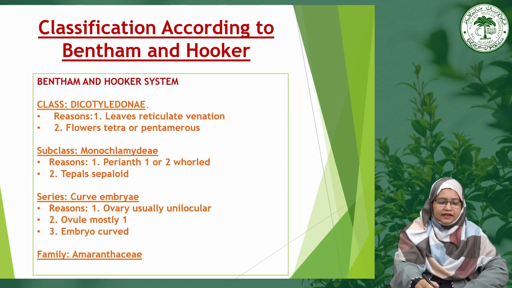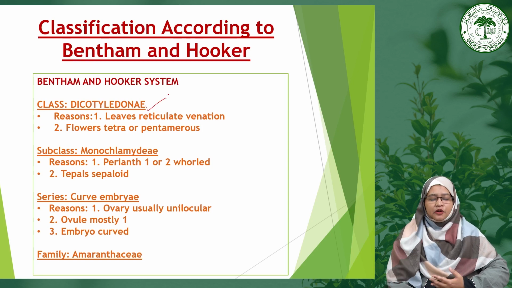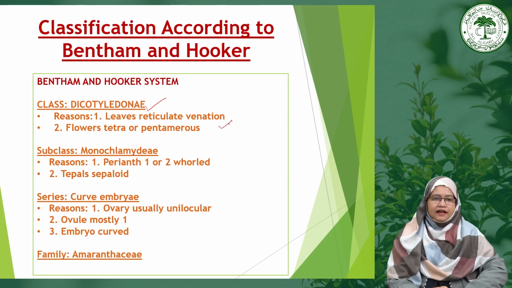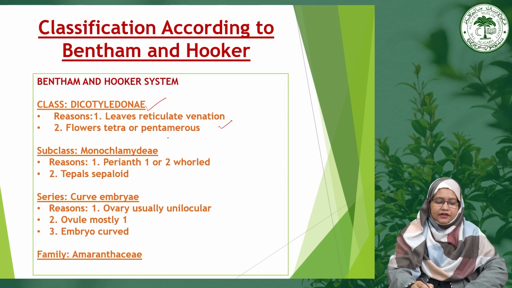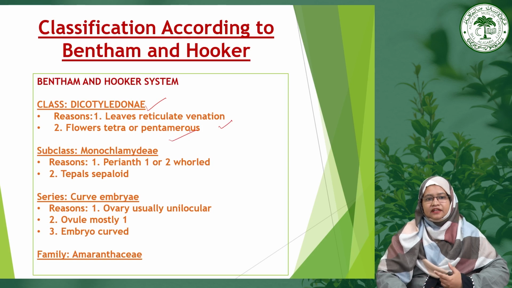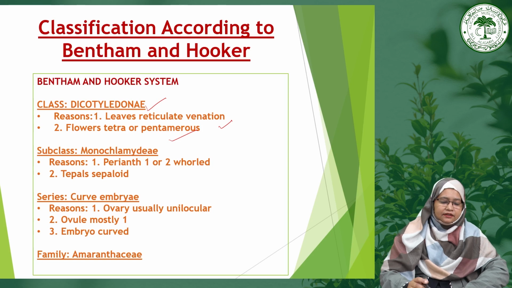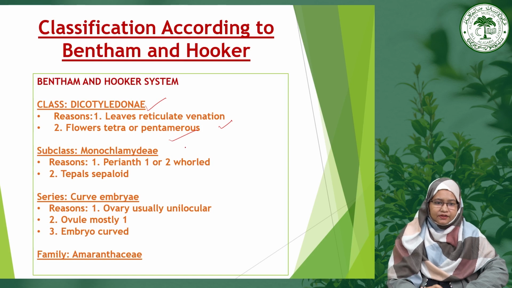in the dicotyledons. As we know, dicotyledons are the group of plants that have reticulate venation, and the flowers of these groups are either tetramerous or pentamerous, present in multiples of 4 and 5. So you can easily identify a dicot plant by the presence of reticulate venation and tetramerous or pentamerous flowers. Then in the dicotyledons, this family belongs to the subclass Monochlamydeae.